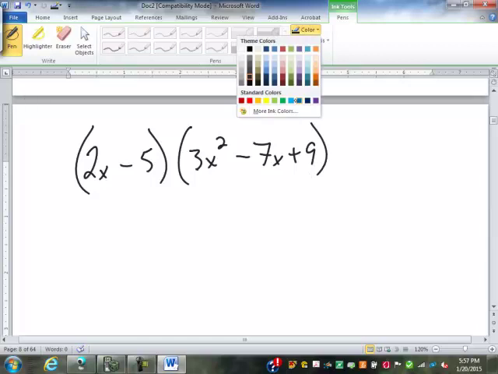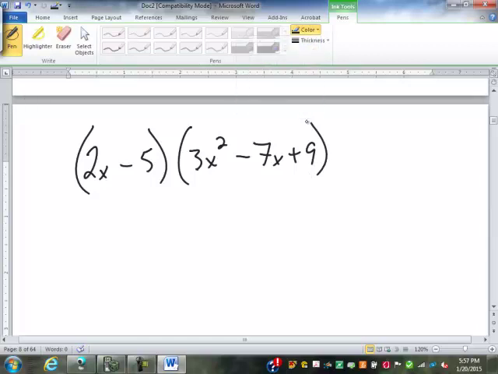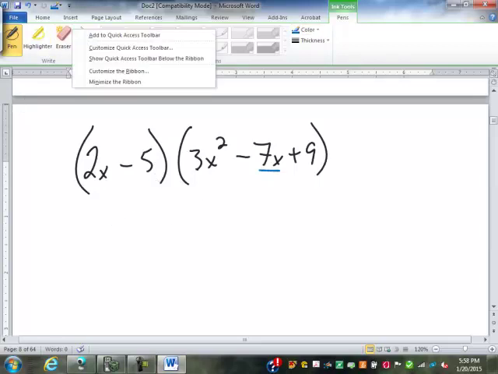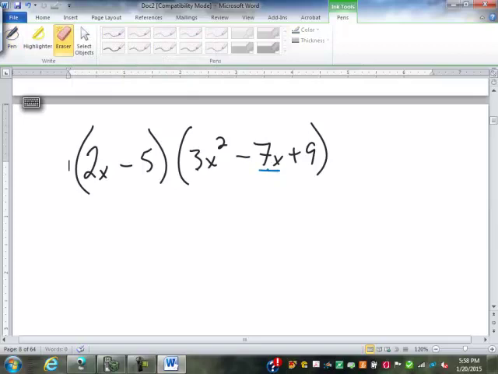Like this. FOIL doesn't work on this because this one's got a middle digit. This one would be a polynomial. But if we're doing it the long way with just long multiplication, it works just the same. We have the 3x squared minus 7x.